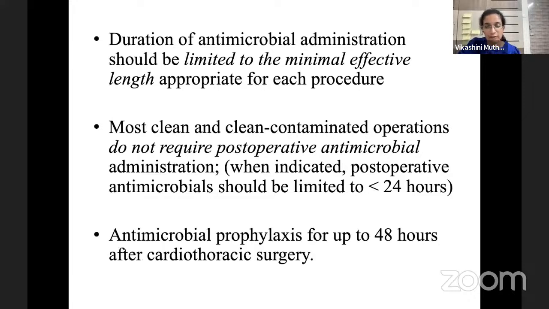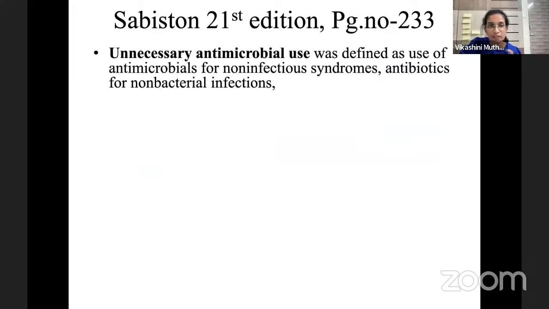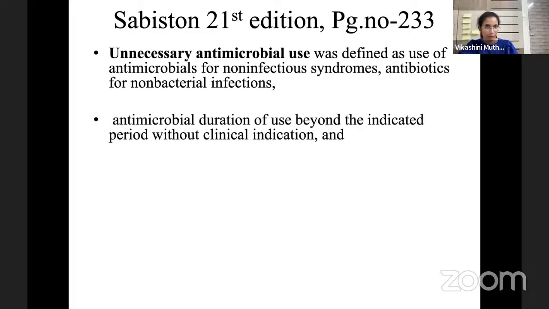Whereas in cardiothoracic surgery, the prophylaxis can be maintained for up to 48 hours after surgery. Also, there are certain definitions given in Sabiston, like unnecessary antimicrobial use, inappropriate antimicrobial use, and suboptimal use. Let's see them one by one. What is unnecessary antibiotic use? Usually antibiotics are given for bacterial infections, but if you prescribe an antibiotic in a setting of non-bacterial infection, then it is unnecessary use. Also, if you use an antibiotic beyond the indicated period without indication, that is also unnecessary.